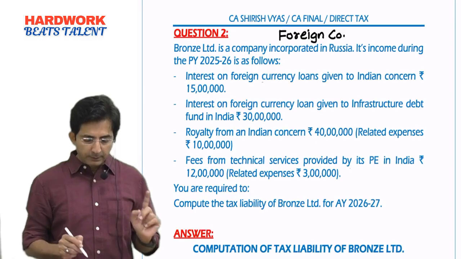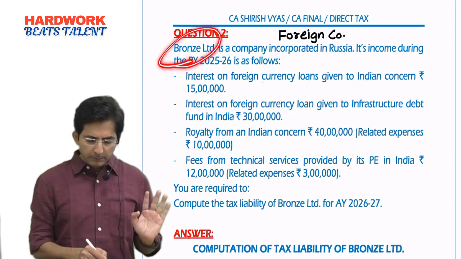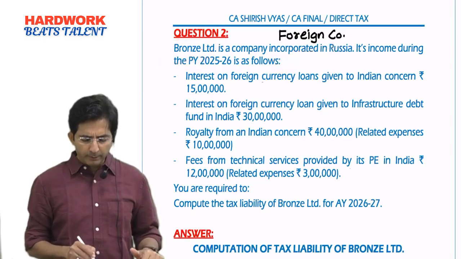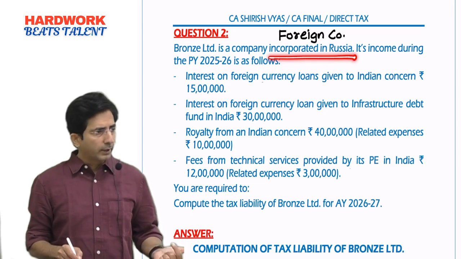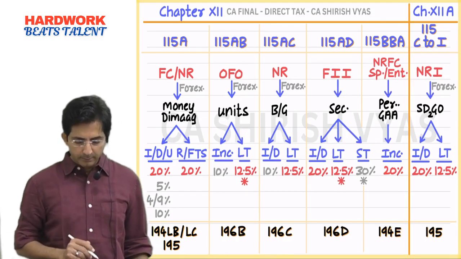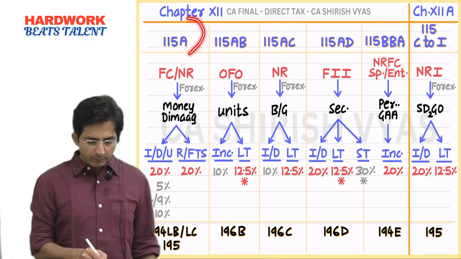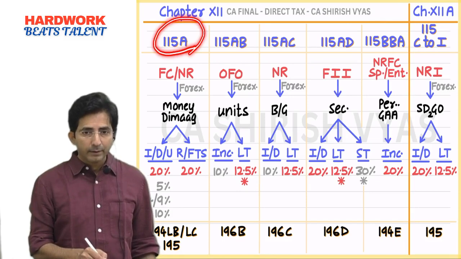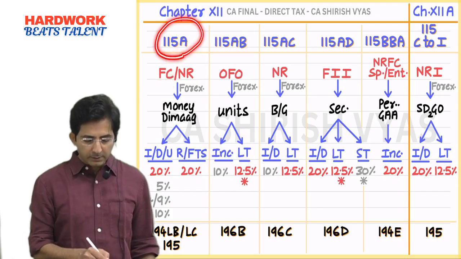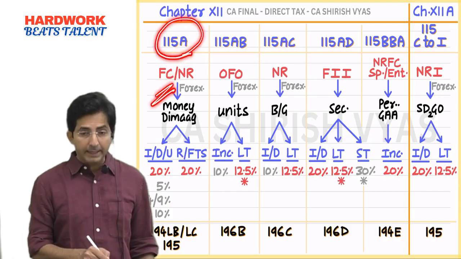In the question, Bronze Limited is a normal foreign company. How do I know it is a foreign company? Incorporated in Russia means foreign company. And where does a foreign company fit in this jumbo chart? 115A, FCNR. So this is a hint that the question will test you on 115A.